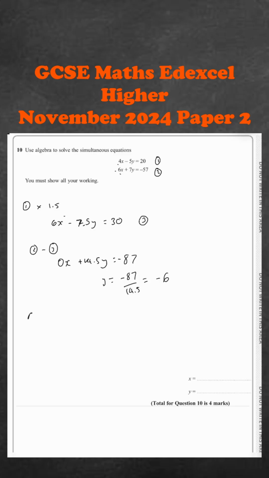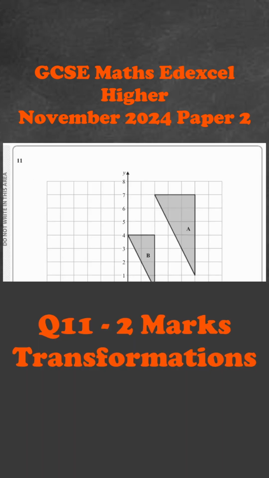We'll put that into 1. We have 4x minus 5 lots of minus 6 equals 20. So 4x plus 30 equals 20. So 4x equals minus 10. So x equals minus 2.5. And we're done.